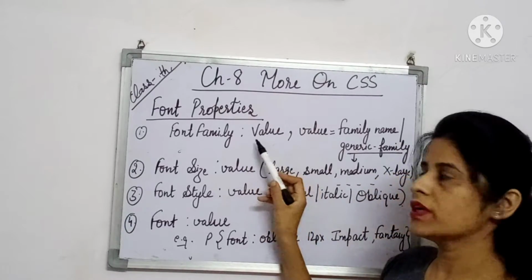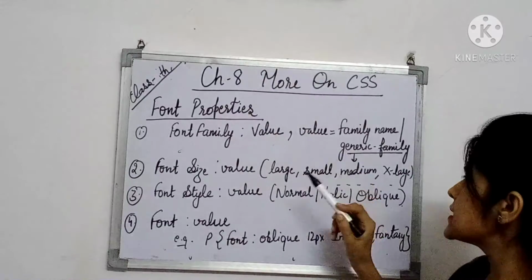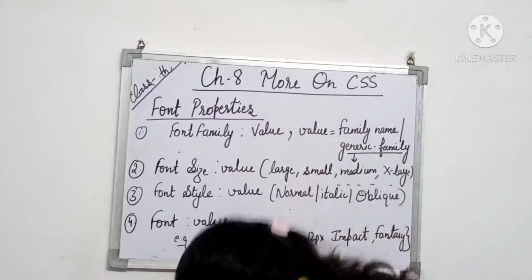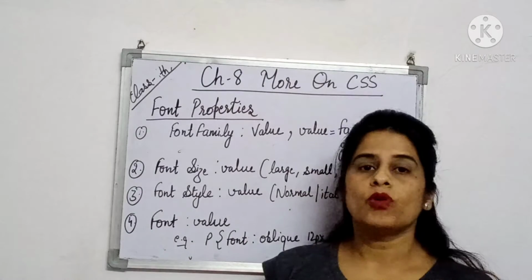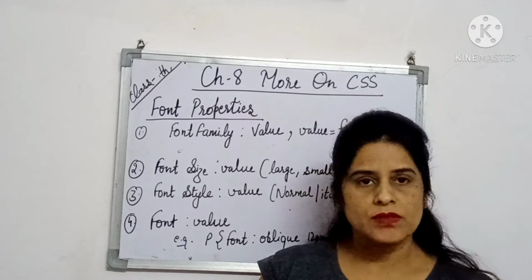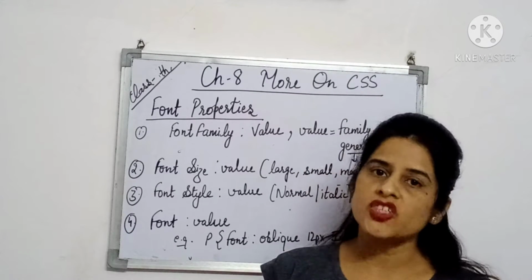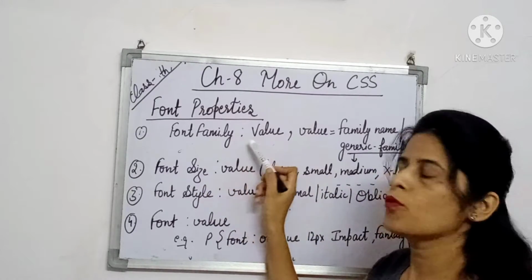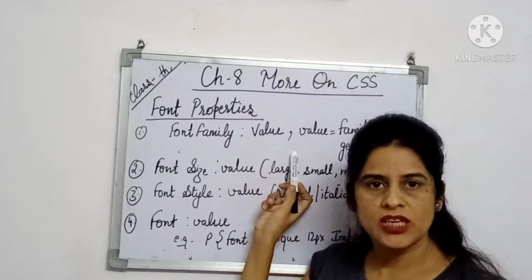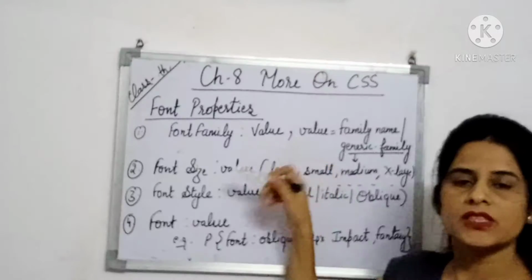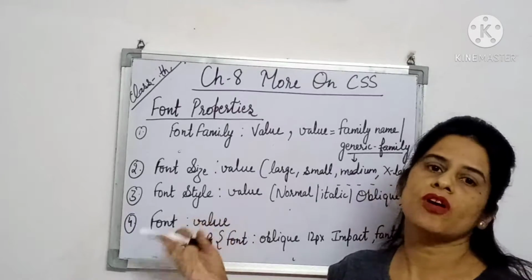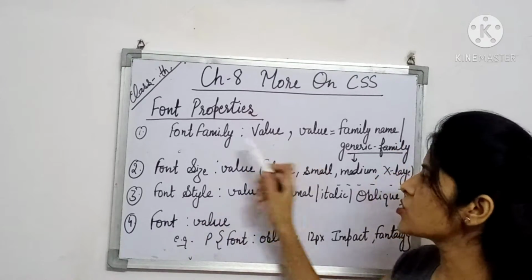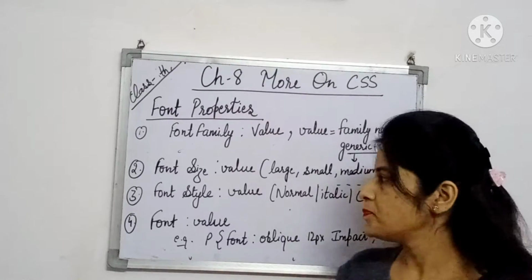Then its value. What can you mention in its value? Family name or some generic family. Family name, like the font types we use: Times New Roman, Comic, Algerian, you can mention here. In font family you can mention any font type, and it will take that type to express your text, to give a different look to your text through this font family.